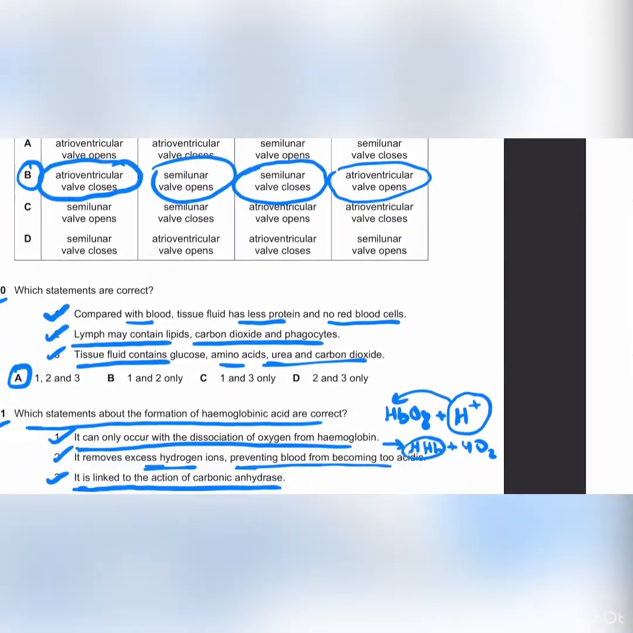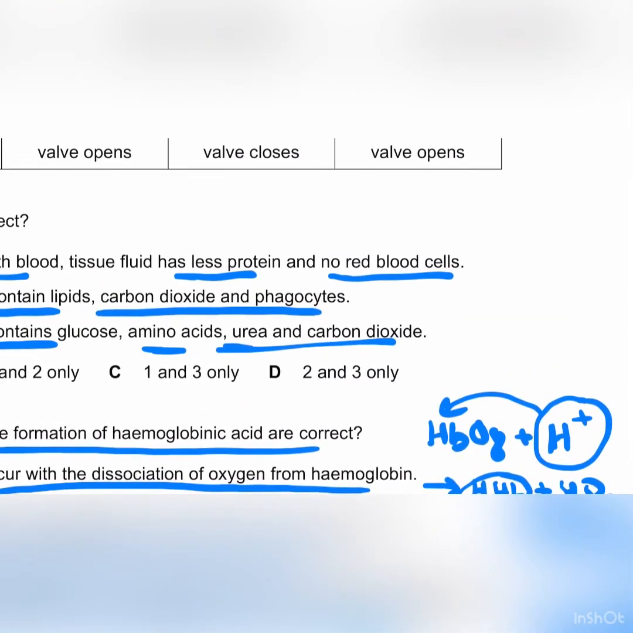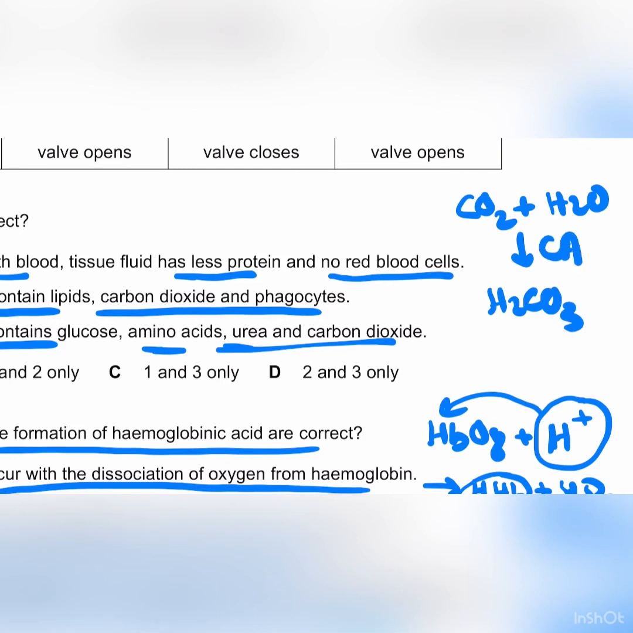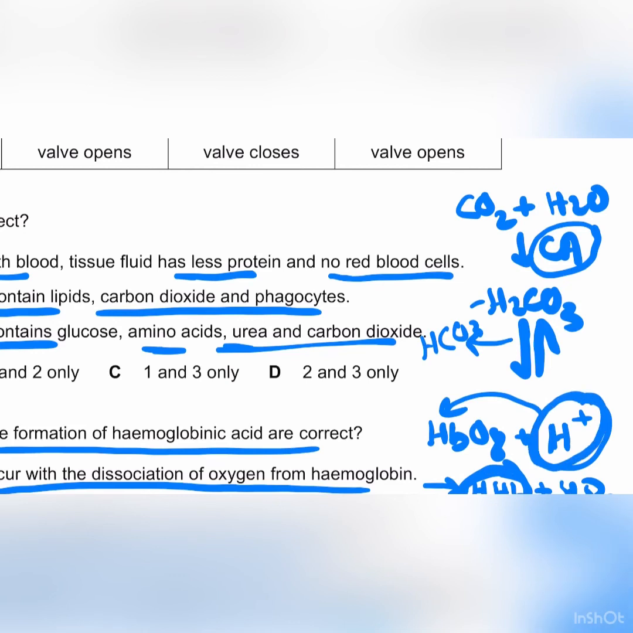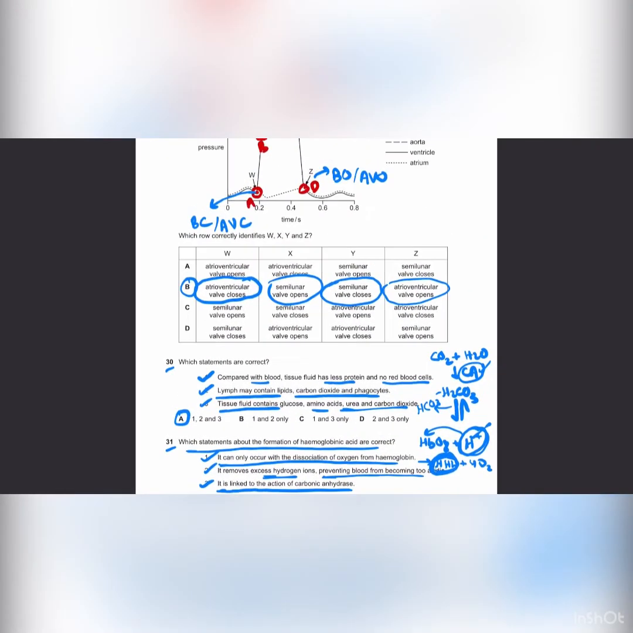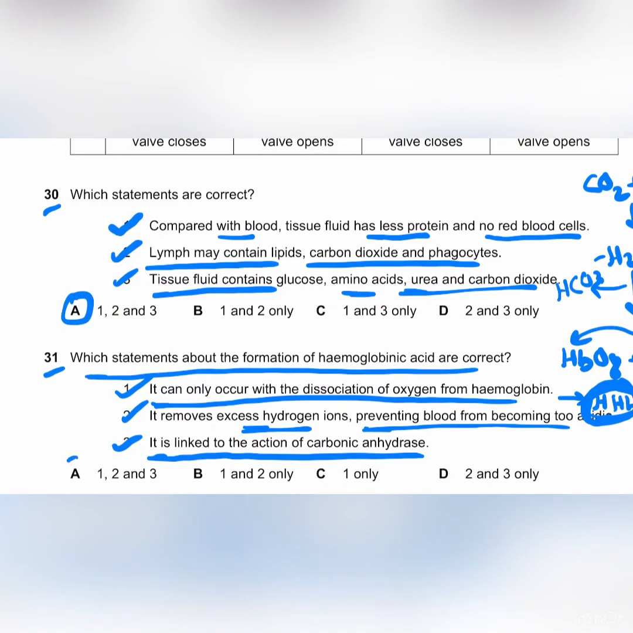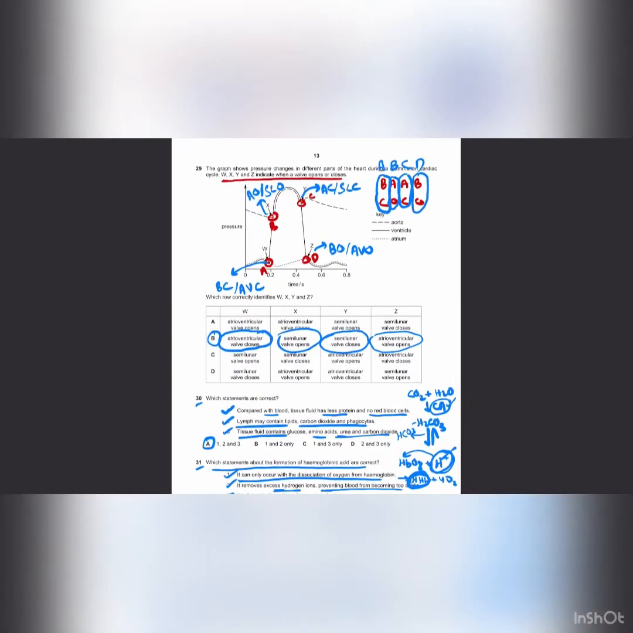Why? Because to make hydrogen ions, we need carbonic anhydrase. As you all know, carbon dioxide combines with water to form carbonic acid, and this reaction is catalyzed by carbonic anhydrase, and then carbonic acid dissociates into hydrogen ions and hydrogen carbonate ions. So for the formation of hemoglobinic acid, we need hydrogen ions, and for the formation of hydrogen ions, we need carbonic anhydrase. So this reaction is linked to the carbonic anhydrase. The answer is A. All the statements are correct.